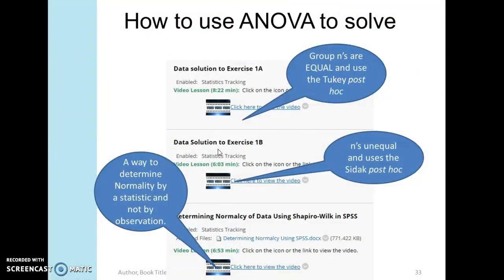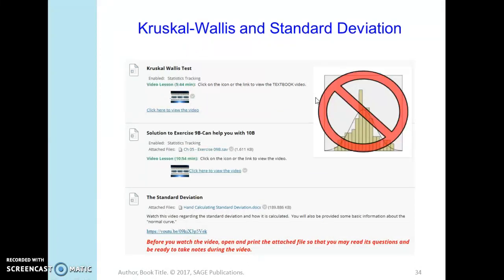So, again, you've got these 3 videos to watch, and it'll show you that you're doing this one because the Ns are equal, so you'll do the Tukey post hoc test. And the other test, when the Ns aren't equal, is called the Sidak. And this is going to talk about normality and that sort of thing. Kruskal-Wallis, you're going to see a video on that and how you run it in SPSS. And then it's going to show you exactly how to do problem 9, which is going to show you exactly how to do problem 10.